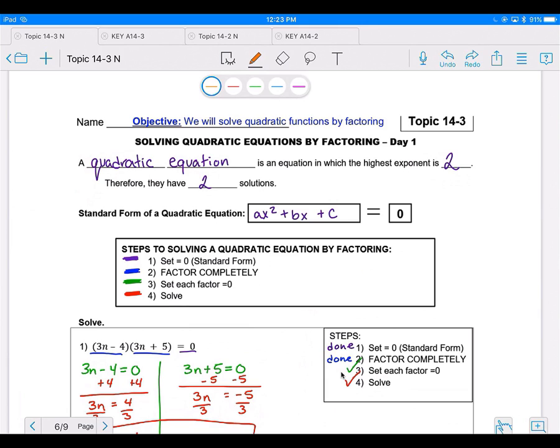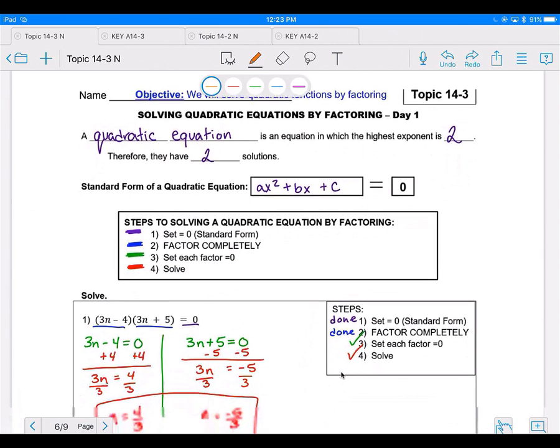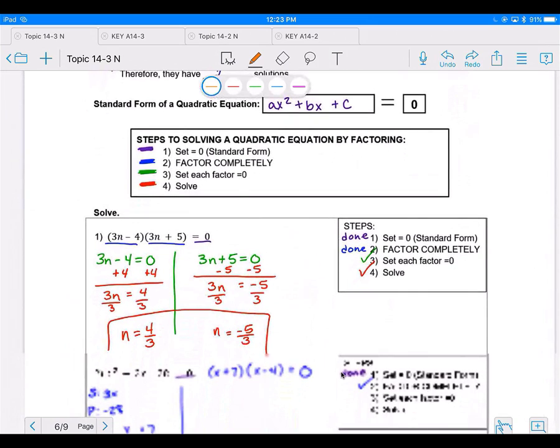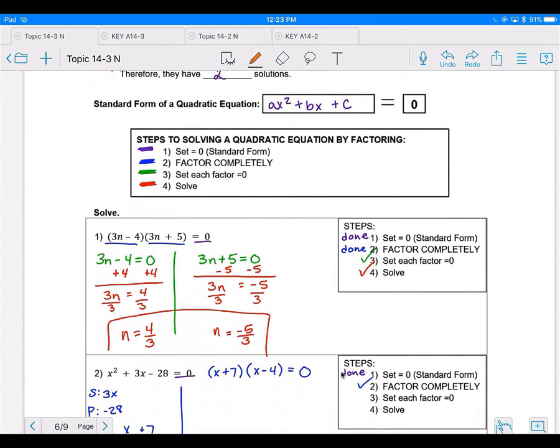A quadratic equation is an equation in which the highest exponent is 2, and therefore they have two solutions. Our standard form for a quadratic equation is ax squared plus bx plus c equals 0. So our objective today is to solve quadratic equations by factoring. Those steps are listed below.